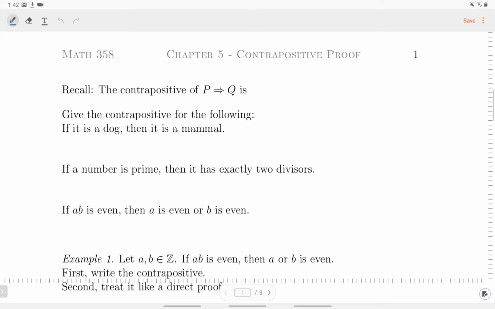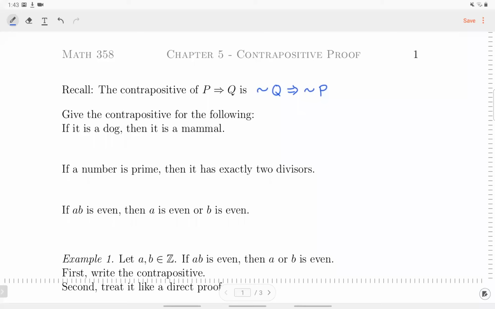Does anyone remember what the contrapositive of P implies Q is? Not Q implies not P. What did we say about a statement and its contrapositive? They are equivalent. They have the exact same truth value. So if I can show one of these is true, then I know the other's true. All right, so let's practice writing contrapositives.